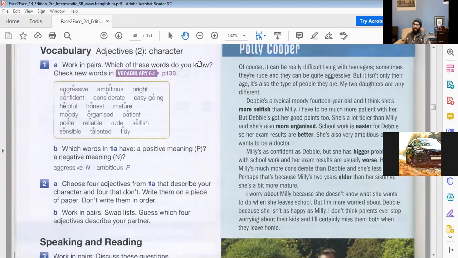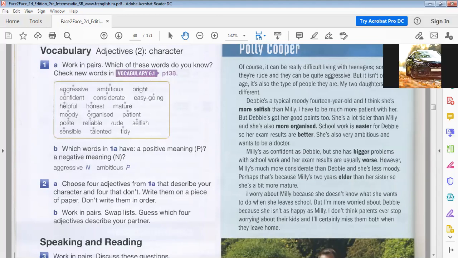Manan, would you like to tell us a little bit about yourself? You can use some of these adjectives. If you want to use other adjectives, that's also okay. But remember, we want to use adjectives for character, not for appearance, for example, not for tall, short. We just want character, personality. I am bright. Okay. And very moody. Okay.